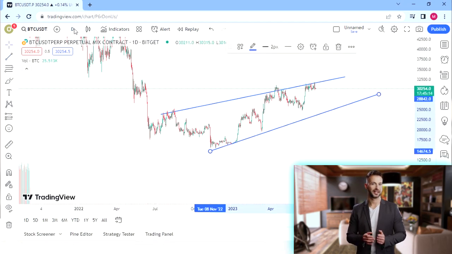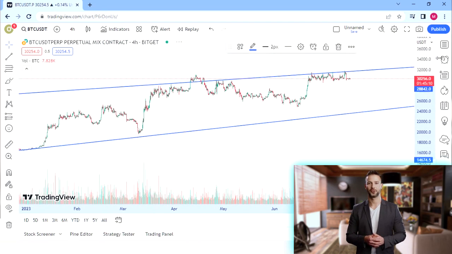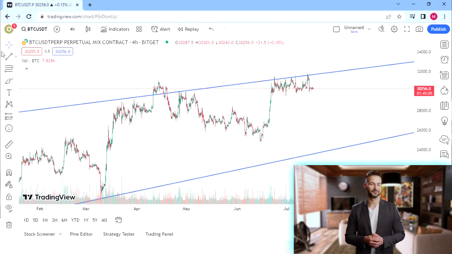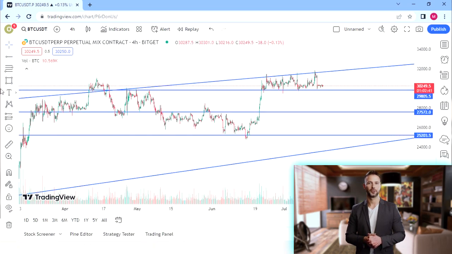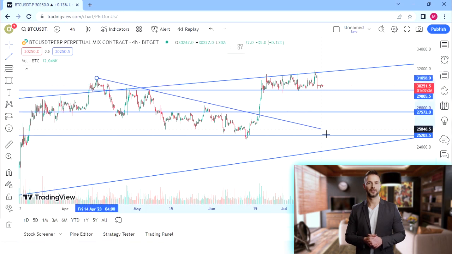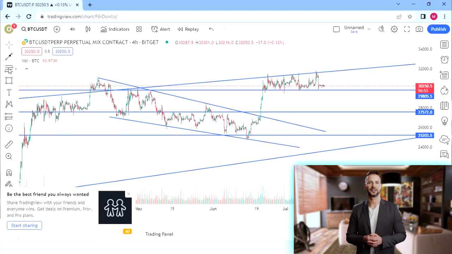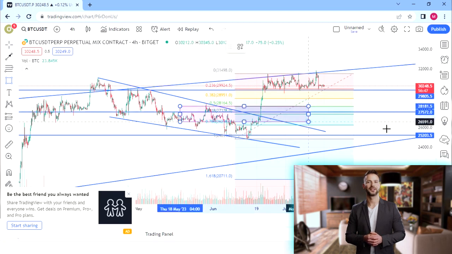Once I have identified the price trend, I move my chart to the 4-hour time frame. What I do in this 4-hour time frame is look for a good entry point for my trading setup. When analyzing, I always mark the horizontal support and resistance levels first. Once that is finished, I screen my chart in case there is any potential classic pattern forming. Once those two things are ready, I draw a Fibonacci retracement to make sure my entry is in a good ratio area of Fibonacci.